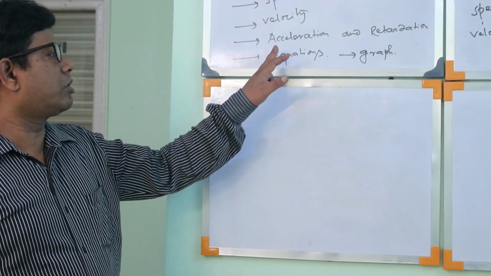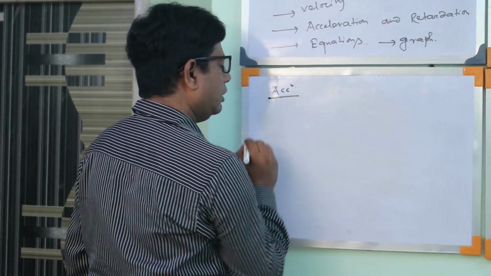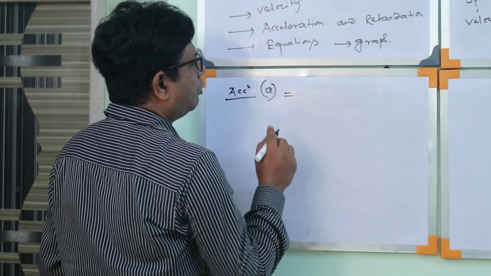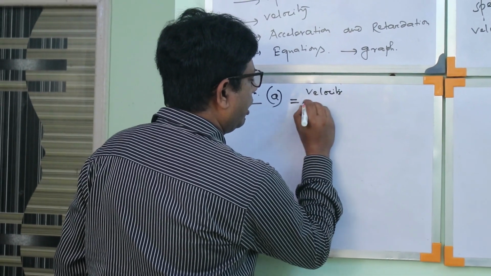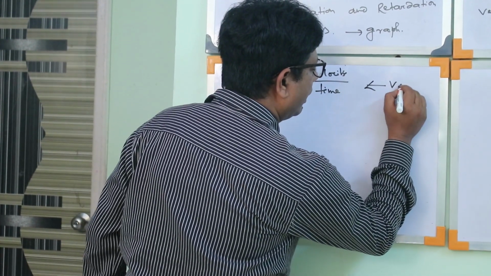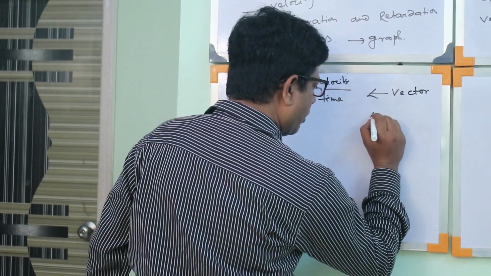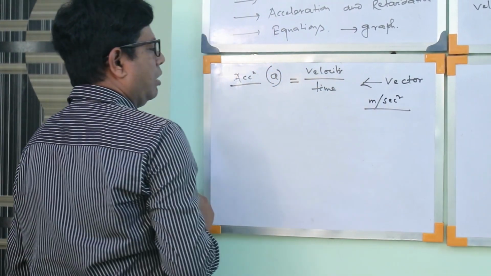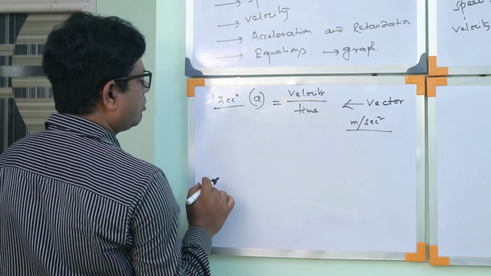Now we are interested in the subtopics acceleration and retardation. Acceleration, a, is called change of velocity by time. This is also a vector quantity, and its unit is meter per second square. So acceleration is change of velocity by time.